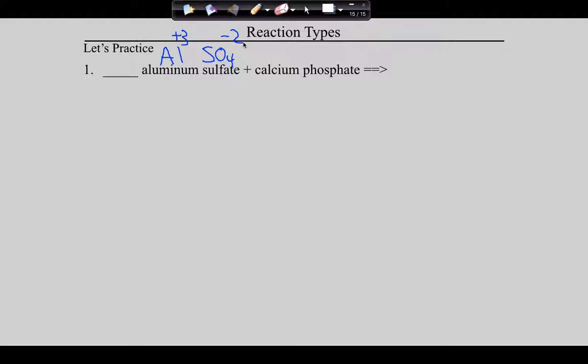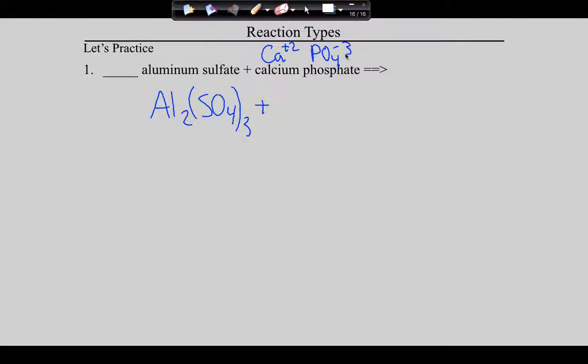You'll always have them. Now, guys, where do 3 and 2 meet up? 6. So how many aluminums do I need? 2. So Al2. How many sulfates do I need? 3. So it's Al2(SO4)3.